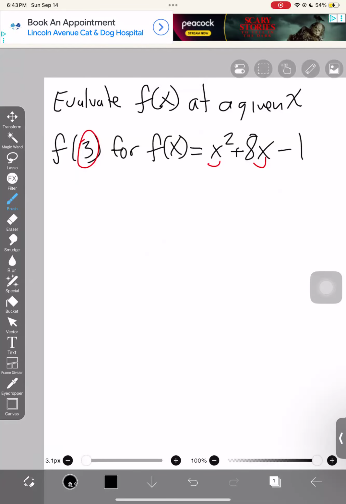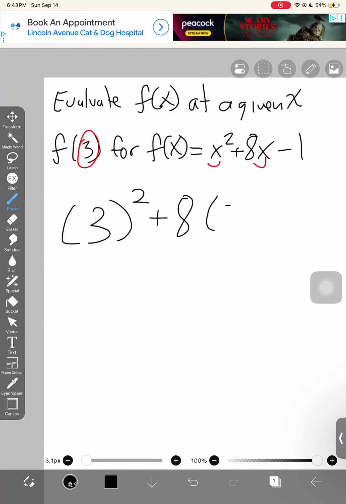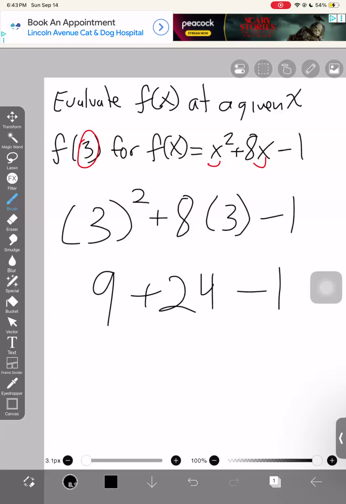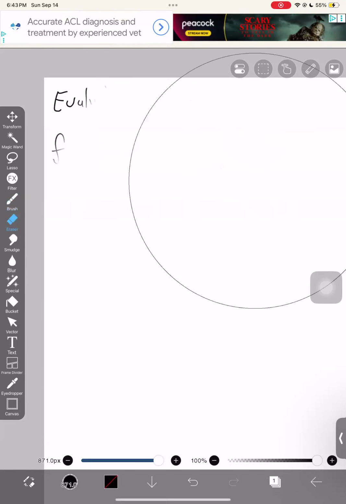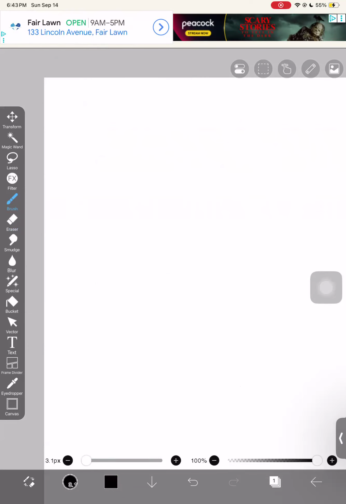And I get 3 to the power of 2 is 9 plus 8 times 3 is 24 minus 1. And that gives me 32. And that's really just what you're supposed to do. So whenever you see evaluate or f of something, you have to plug it in.